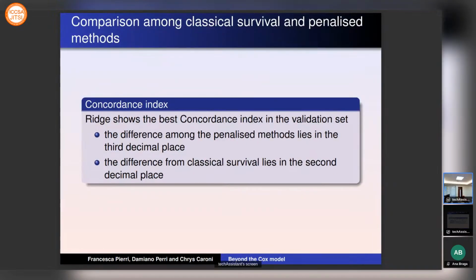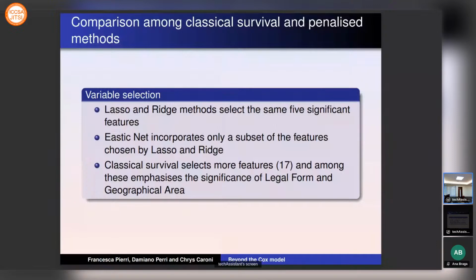The difference among the penalized methods lies in the third decimal place. The difference from classical survival lies in the second decimal place. And lasso and ridge methods select the same 5 significant features. Elastic net incorporates only a subset of the features chosen by lasso and ridge, and classical survival selects more features, 17, and among these I emphasize the significance of legal form and geographical area that is quite important in the analysis.